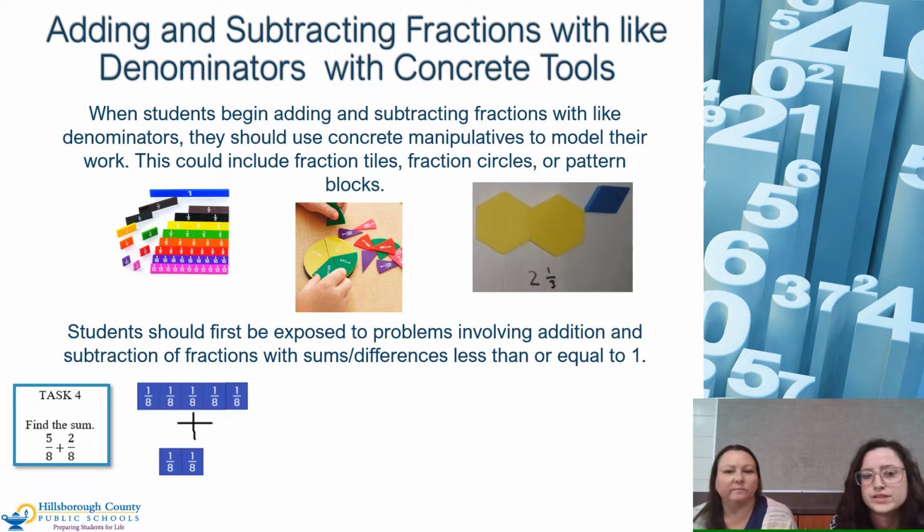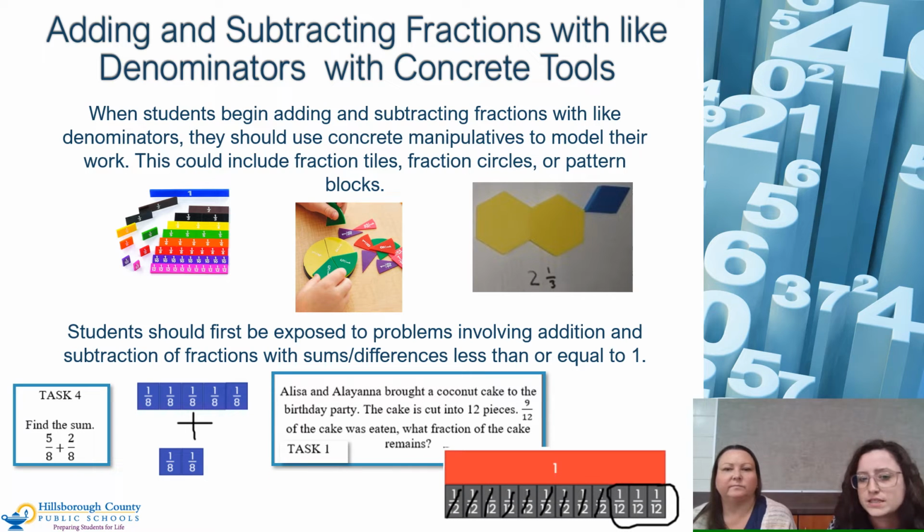And for them to see those patterns. Right. So if we look at task number 4, which you were asked to do at the beginning, you have 5/8 plus 2/8. If we drew a model, we would still be at 7/8, which is less than 1 whole. The other problem is task number 1, which was a word problem, and it is 12 pieces, and there's 9/12 eaten, so we're still within that 1 whole, and students can really understand what it means to subtract with like denominators.